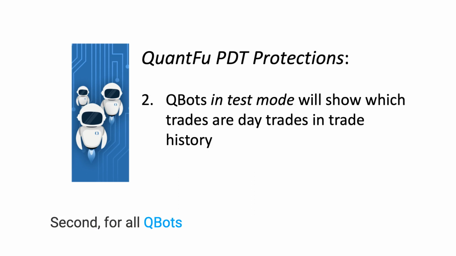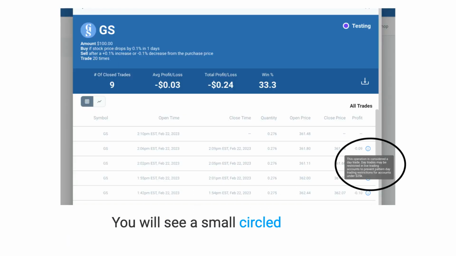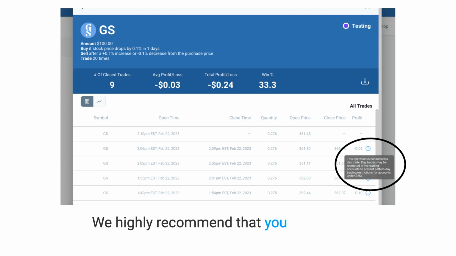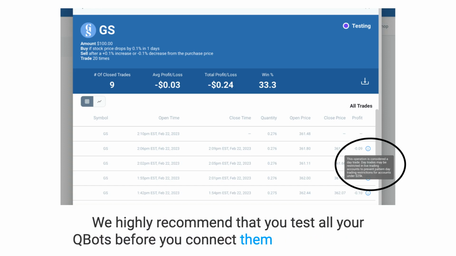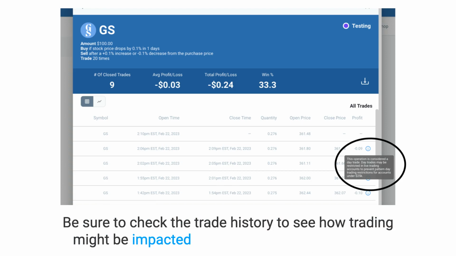Second, for all QBots in test mode, QuantFu flags trades that would be considered day trades in the trade history. You will see a small circled I next to these trades in the trade history section. We highly recommend that you test all your QBots before you connect them to a live account. Be sure to check the trade history to see how trading might be impacted by the QuantFu PDT guardrail.